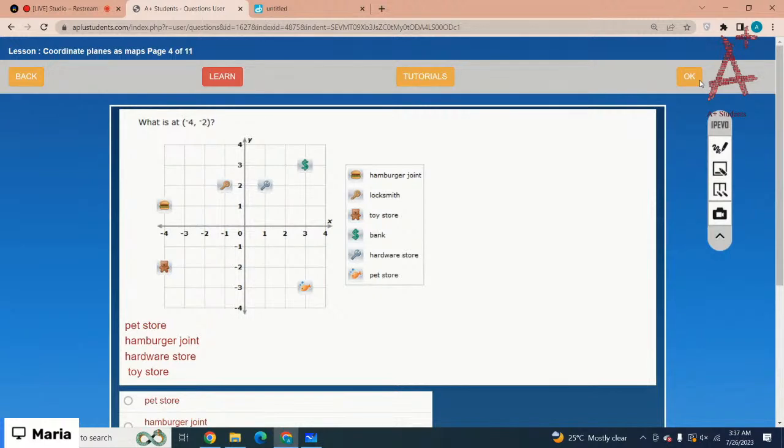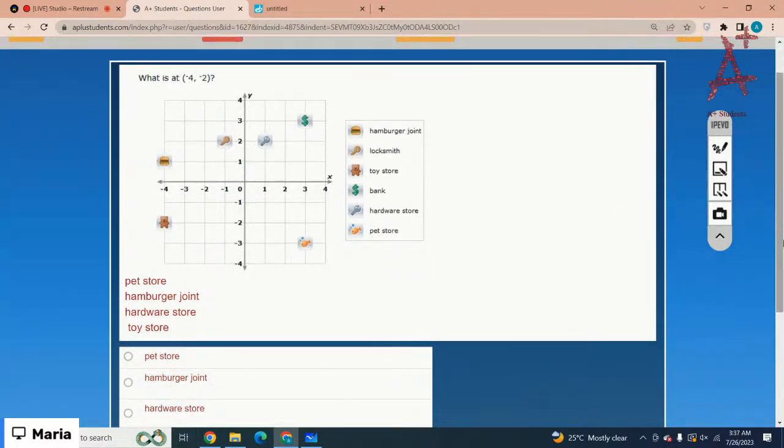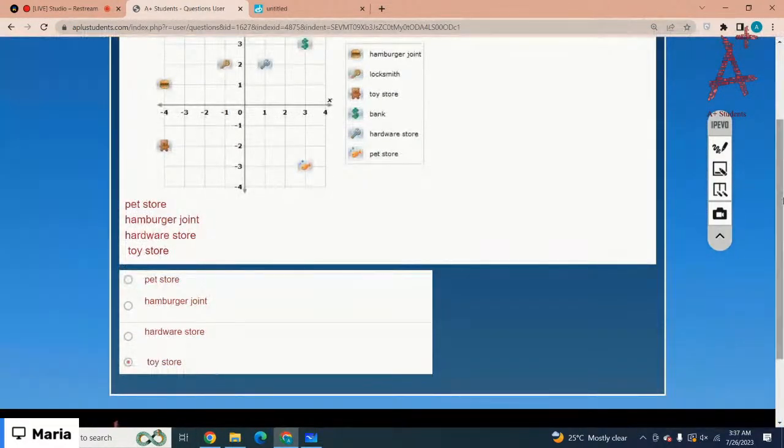Okay, what is at negative 4 and negative 2? Okay, x is negative 4, and y is negative 2. So negative 4 and negative 2. That means at negative 4 and negative 2, this is a toy store. So the correct option is a toy store, right? That would be a toy store.